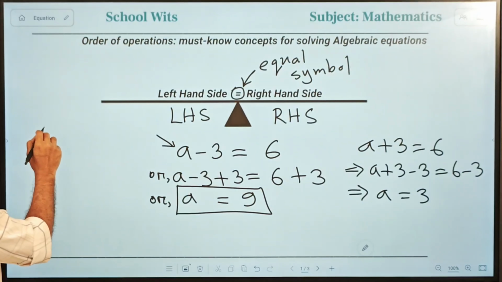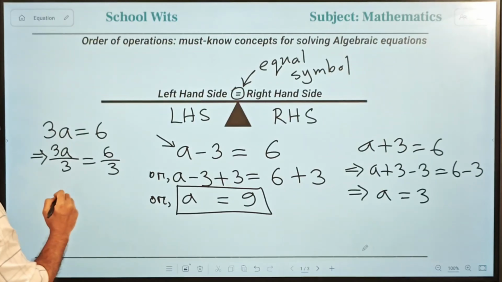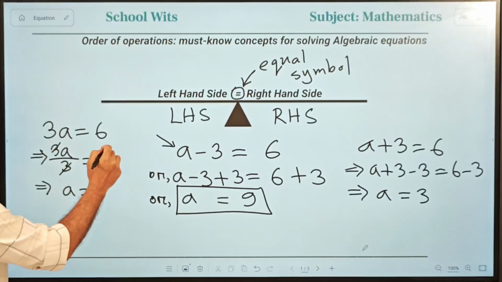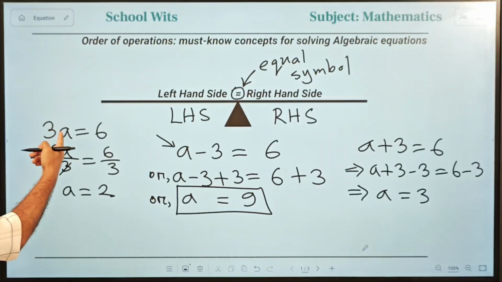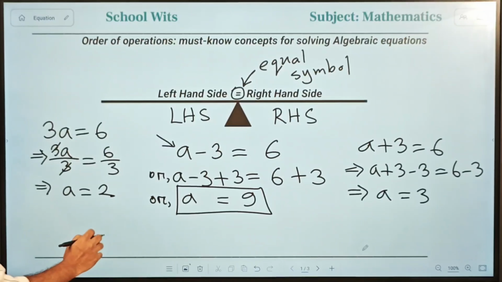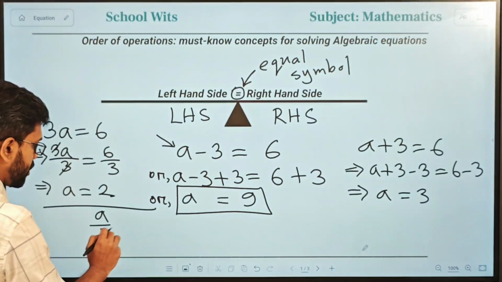Now, if it is, let's say, 3a equal to 6, 3a means 3 multiplied by a. So if I divide 3 on both sides, 3a divided by 3, 6 divided by 3, we can see that 3 divided by 3 gets cancelled out. We can get only a here. 6 divided by 3 is 2. So 3 multiplied by what gives you 6? Apparently it's 2.